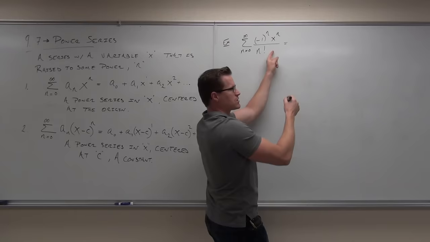Well, how in the world are we going to do that? Well, you know what? Let's start with something general. Let's just build on it. So let's assume that we have this power series. So f of x is a power series, starting at 0 going to infinity, a sub n times (x minus c) to the n.